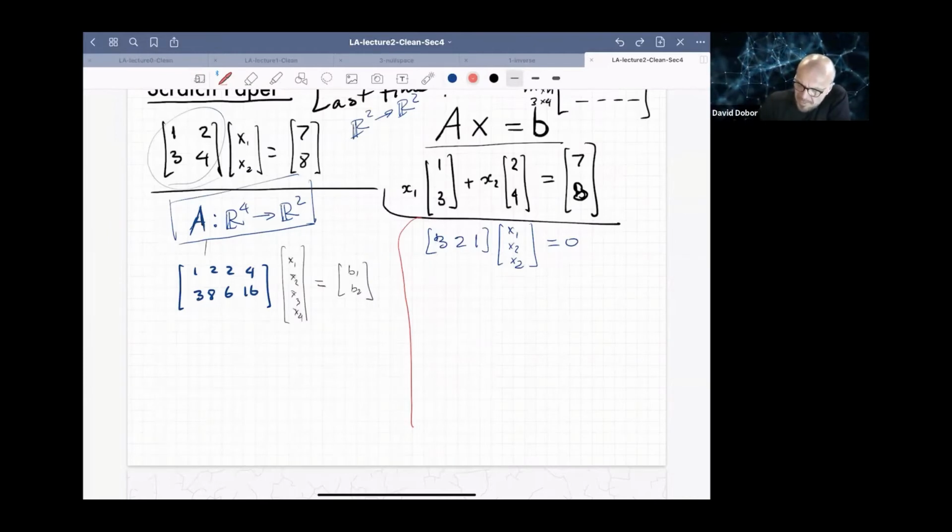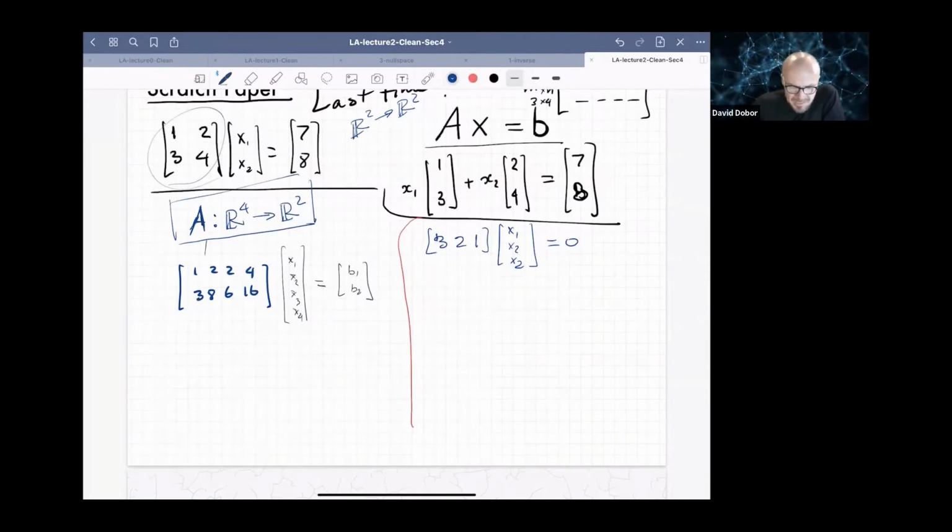So this is A. I use blue here. A is a 1x3 matrix that's applied to a vector that is 3x1, and out comes a single number. Now, for values x1, x2, and x3, what is the solution to this? There's one obvious solution, but there are others.